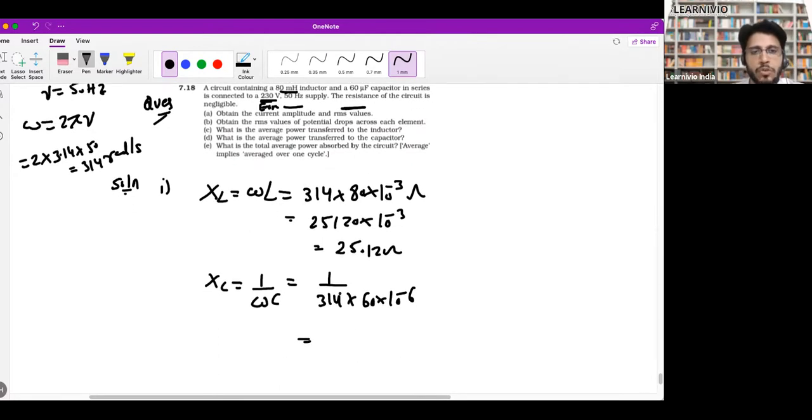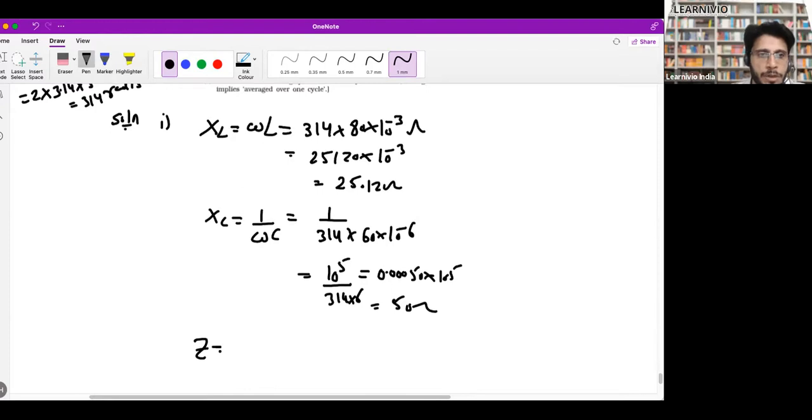So that comes out to be 1 by 314 by 6, into 10 raised to the power 5. So which is 1 divided by 314 into 6. So it comes out to be almost 50 ohm. Now you can calculate, and your R is negligible.